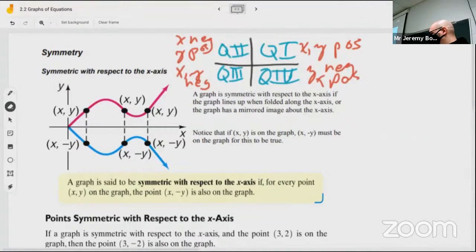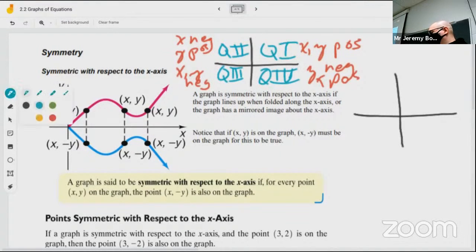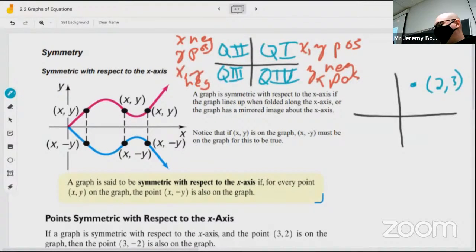Okay, so watch. If you have a point on your graph, let's say that's 2, 3. If we want to graph it so this is symmetric with respect to the x-axis, this is our x-axis right here. What point would need to be on there as well?